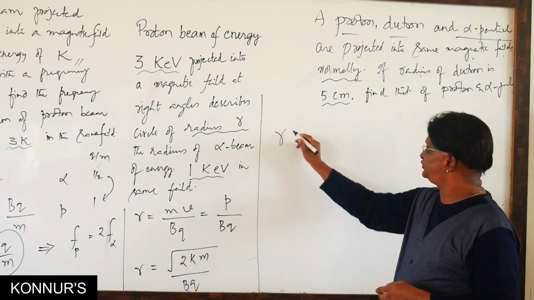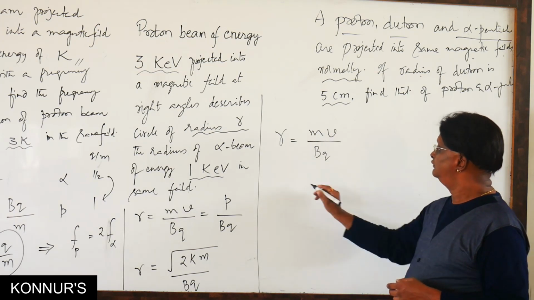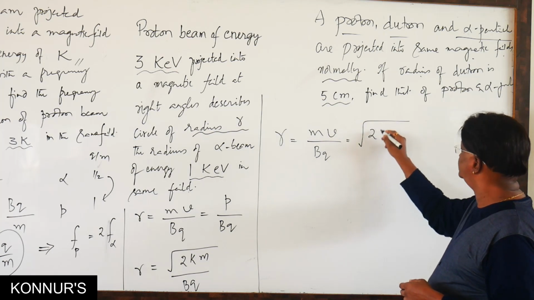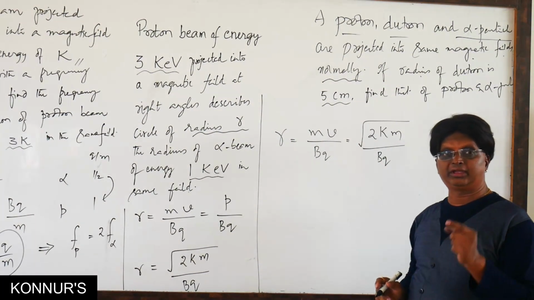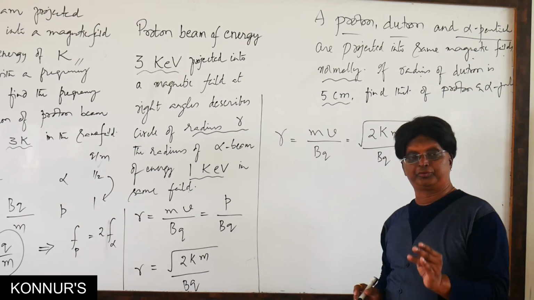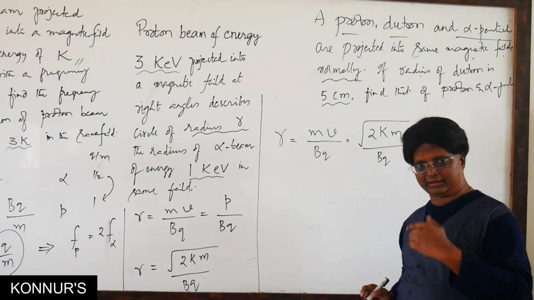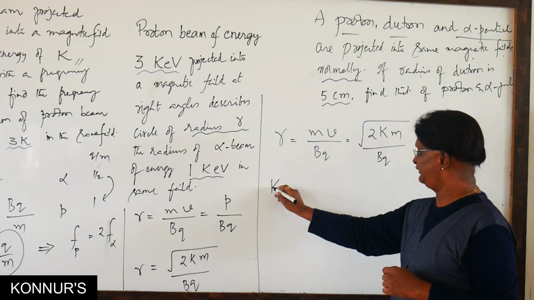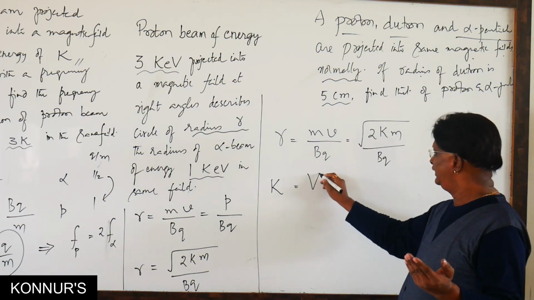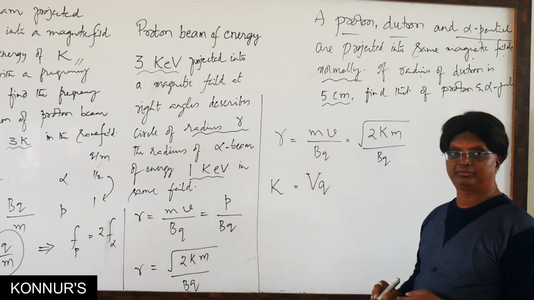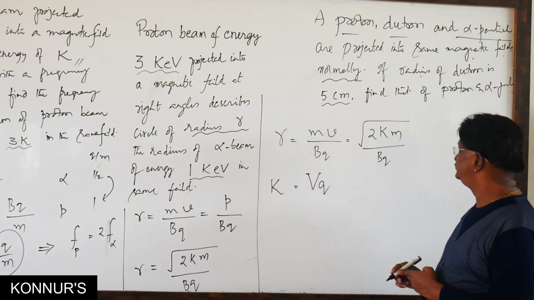Now, where do we start again? Same, our fundamental expression mv by bq, which we got, remember, as root of 2Km by bq, K for kinetic energy. Now, in the given example, it says that proton, deuteron and alpha particle are accelerated through the same electric field. After that, they enter the magnetic field. Therefore, this K is the kinetic energy acquired by the charged particle due to the potential difference. Remember, a very popular expression in electrostatics: K is equal to Vq, V the potential difference, Q the charge.